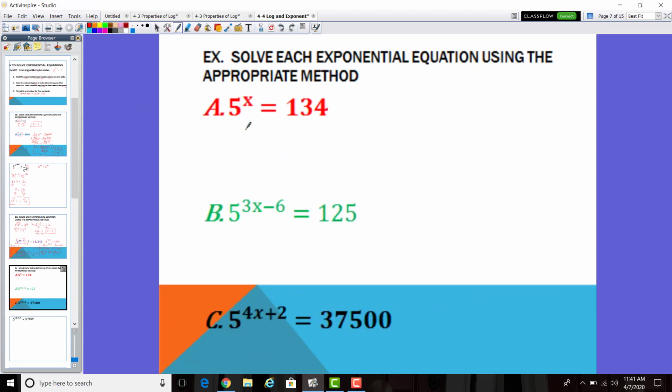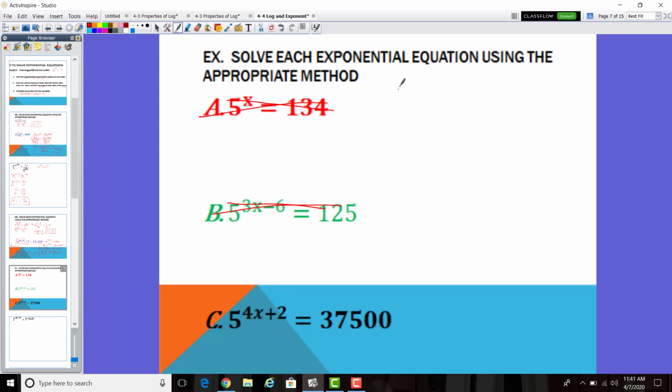And we're going to skip this top one. We've already done some like that. We're going to go ahead, actually we can skip this one too. We don't need that one. We're going to look at C. Okay, so C is an exponential equation. My exponential expression is alone on the left, but 5 to a power gives me 37,500. So I'm going to have to use logs.